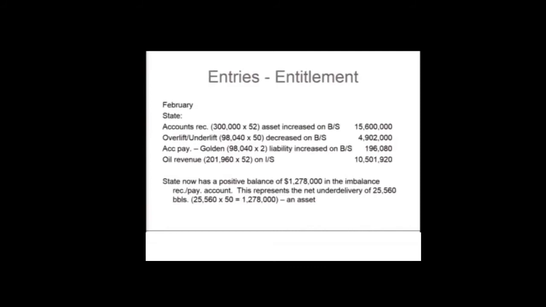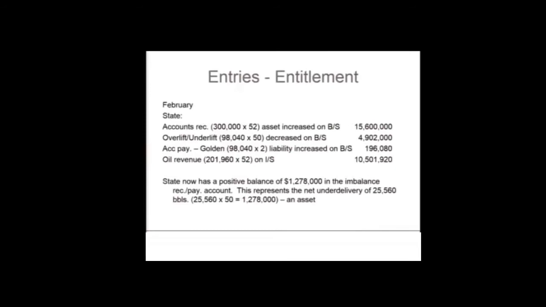Okay. At 50, that is a decrease to the over-under account because they're overlifting this month to make up for part of last month's underlift. So that's decreasing the over-under account, 98,040 barrels at 50, 4,902,000. The $2 difference, because the price was 50 last month and it's 52 this month, means I now have an account payable to Golden for the amount that was made up this month. The volume that was made up this month was 98,040 barrels.